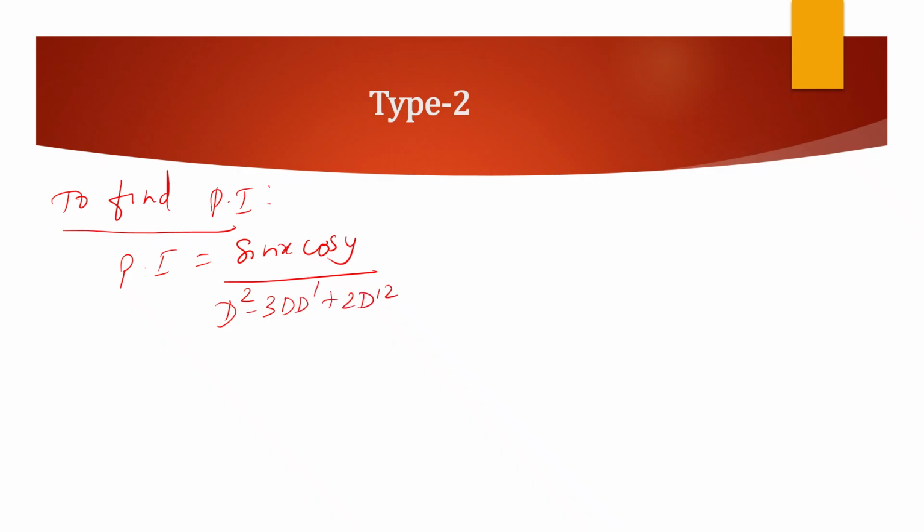So here first you have to see the numerator. If there is only one sine or cosine term, then you can directly go for applying the procedure. That is, you can give the substitution for d square, d d dash, and d dash square. But we have a product of two trigonometric functions in the numerator. So first, using the formula, we have to express it in some other form. As we all know, the formula for sin A cos B is sin of A plus B plus sine of A minus B by 2.